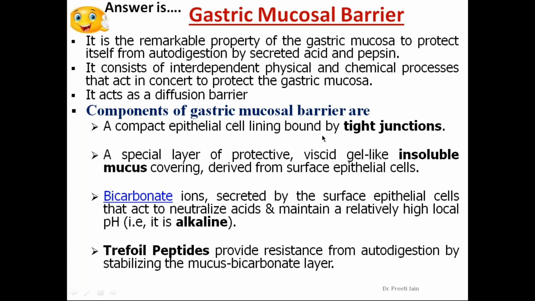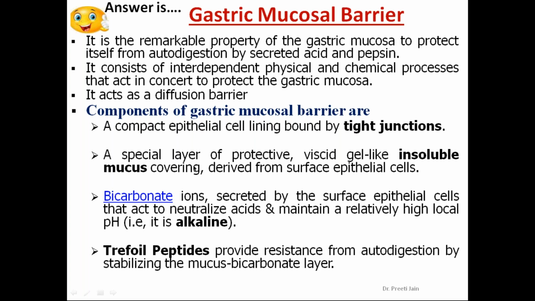So here you have a physical process in the form of tight junctions. The epithelial cells are bound together by tight junctions. This you've already studied in your general physiology classes. The tight junctions will not allow the passage of ions and substances across them. Second, there is the presence of a special layer of insoluble mucus. I told you that in the stomach, two types of mucus are secreted. One is the insoluble and the second one is the soluble mucus.